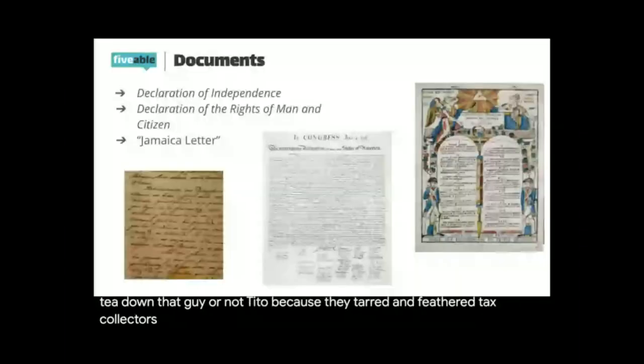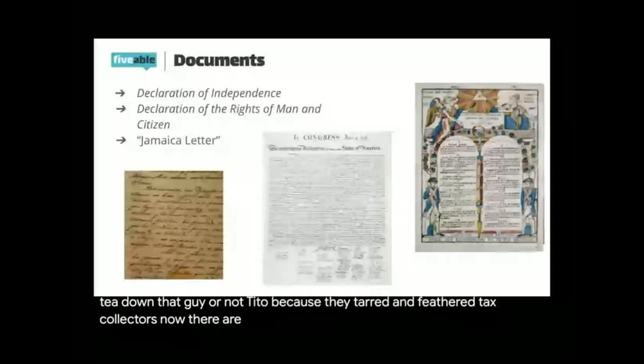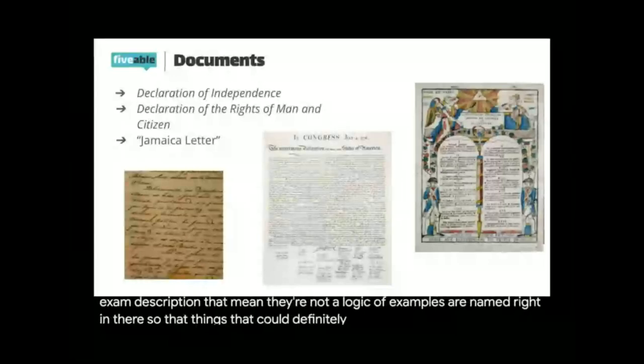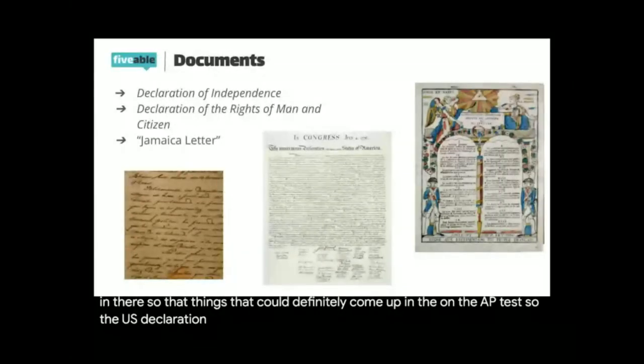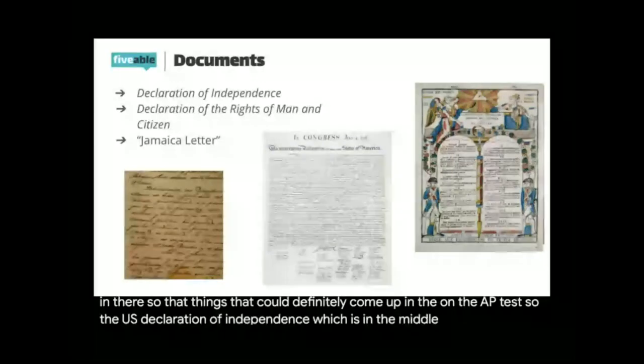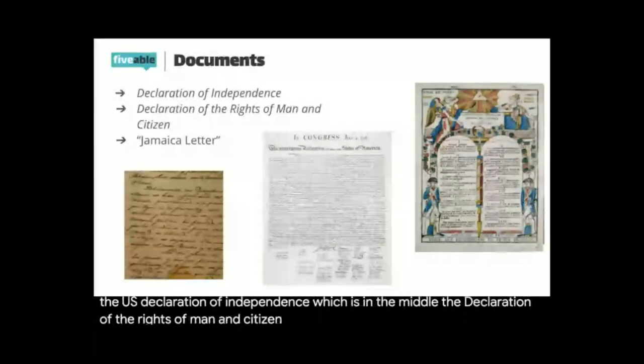Okay. Now, there are three documents that are named in the course and exam description. That means they're not illustrative examples, they're named right in there. So they're things that could definitely come up on the AP test. The U.S. Declaration of Independence, which is in the middle, the Declaration of the Rights of Man and Citizen, which is on the right, and then the Jamaica Letter.